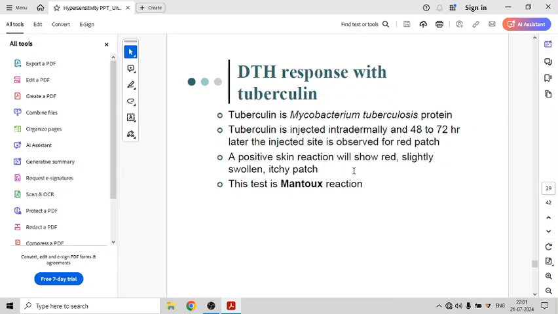Since this reaction also shows 48 to 72 hours later, it is called the DTH response. So this is as far as type 3 and type 4 hypersensitivity is concerned.